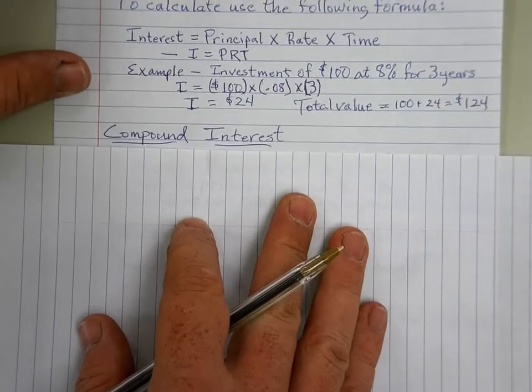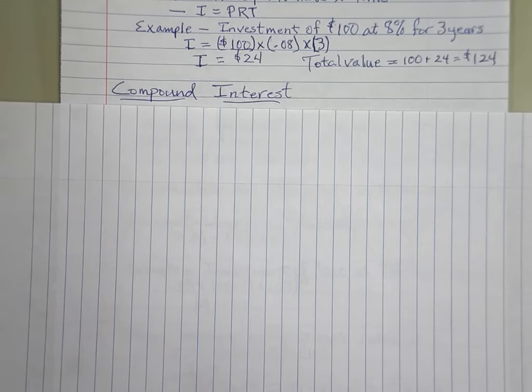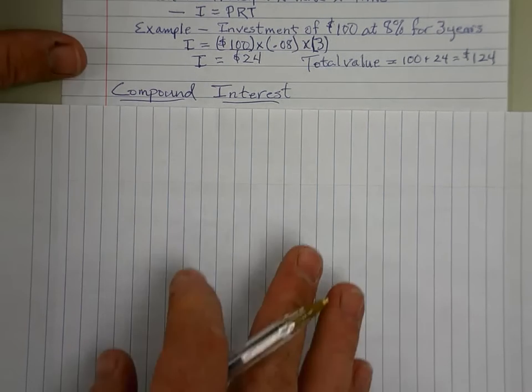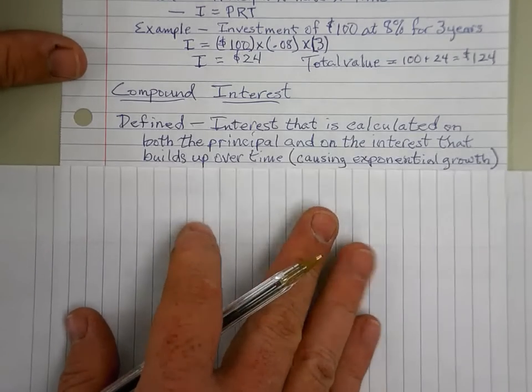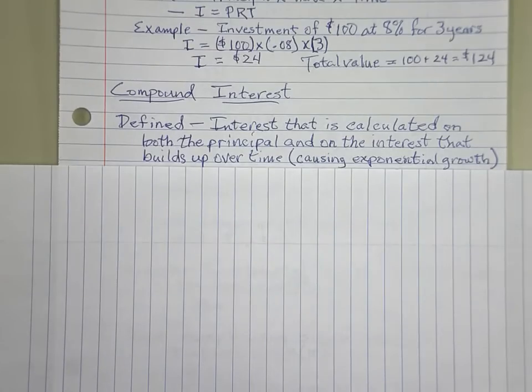Now here's where the really fun stuff starts. We start talking about compound interest, and this is where you really make your money. Okay, simple interest only gives you interest on your principal. Compound interest, however, as you'll see by the definition here, is interest that's calculated both on the principal, in other words the original amount of money that you put into an investment, and then also on the interest that builds up over time. So what this causes is exponential growth.